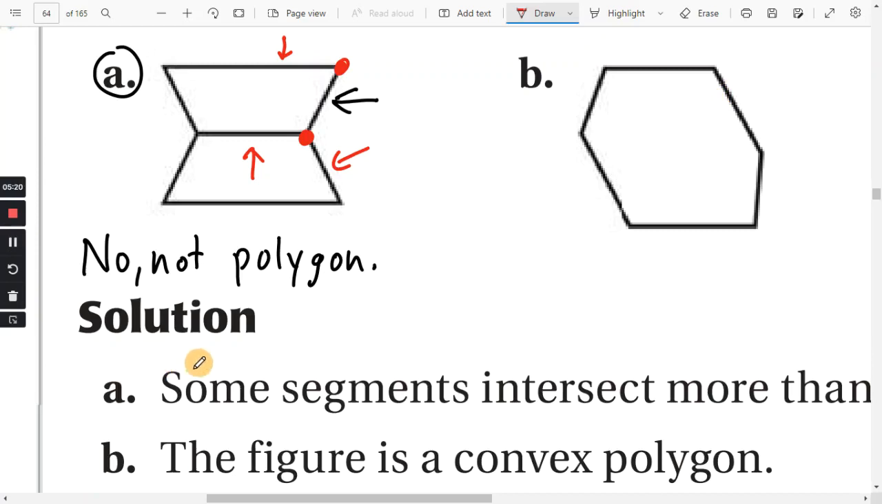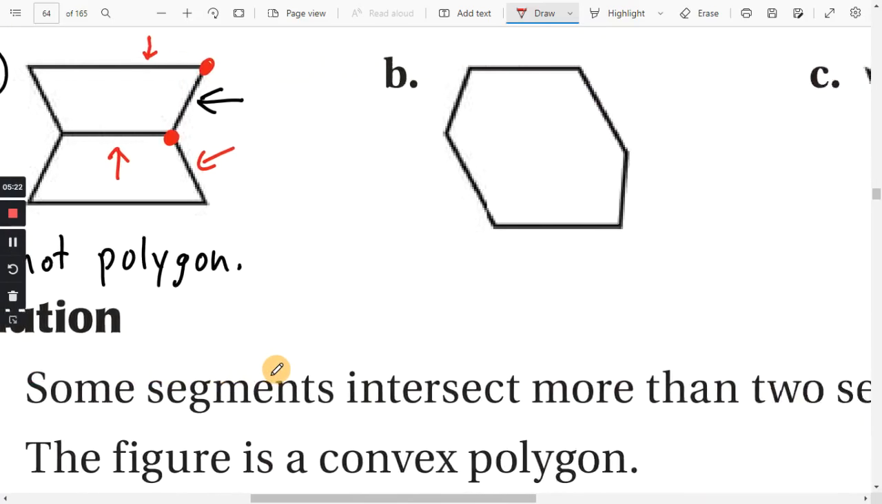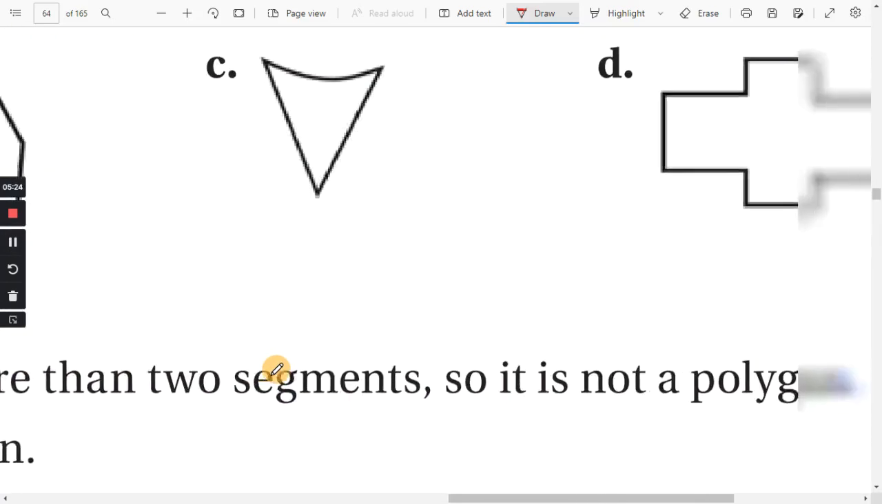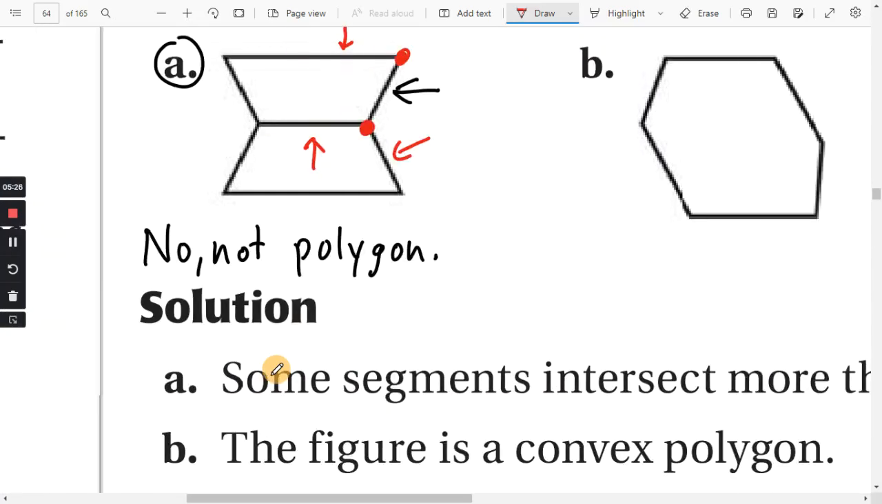They said the same thing for answer A. Some segments intersect more than two segments, so it's not a polygon. If it were a polygon, it would be concave because of this dent right here. If we didn't have this line right here, it would have been a polygon. But the answer for A is no.